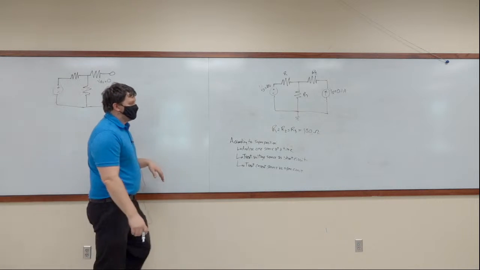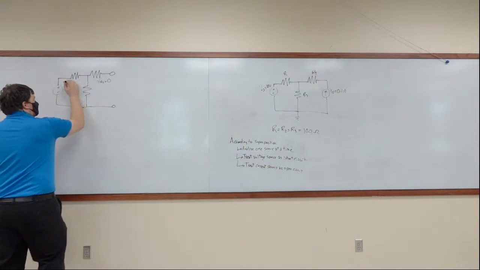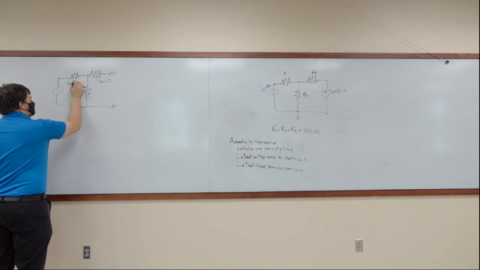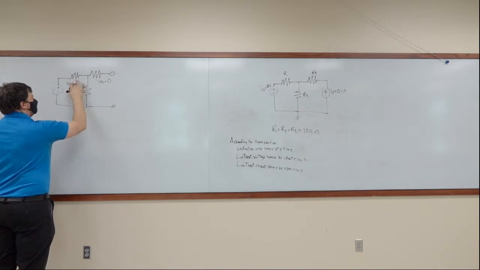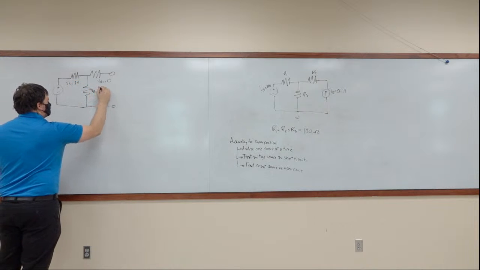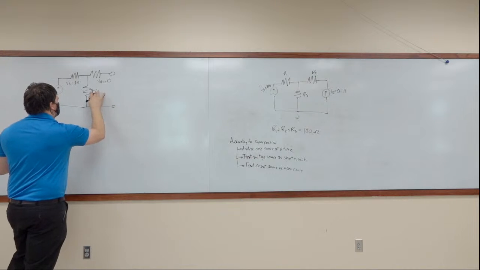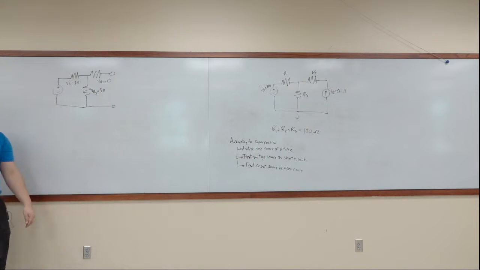Okay, we know both of these are 100. I'm going to tell you right now, since these are equal, VR1 is equal to 50. Oh no! 5 volts. VR3 is equal to 5 volts. The end. Okay?